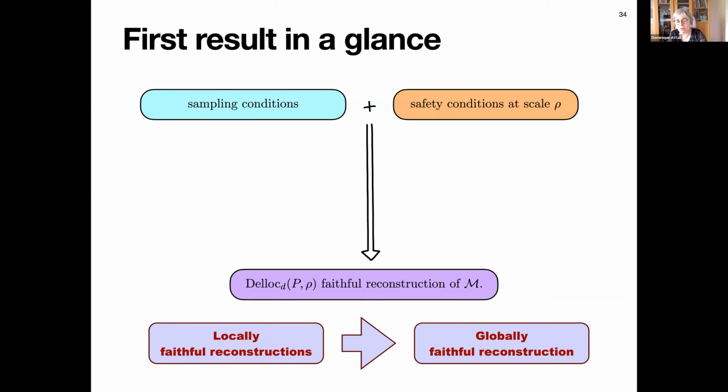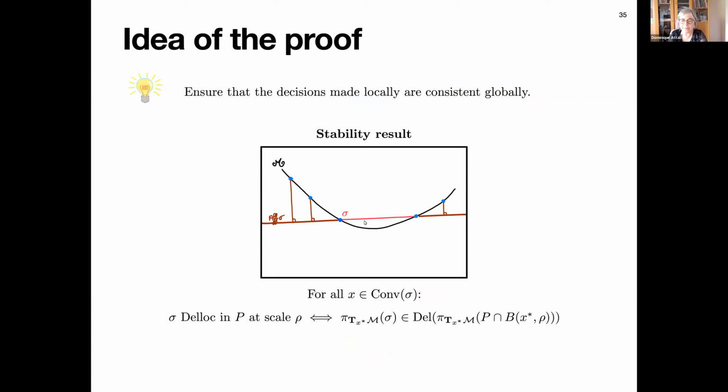And taking all those faithful reconstructions locally, you have to glue them in such a way that globally they form a faithful reconstruction. And here, the angular deviation is going to be important because we will need to glue everything together and apply in particular some stability results from Boissonnat that give you conditions under which, when you perturb the vertices of your point set, the Delaunay complex is going to remain stable.